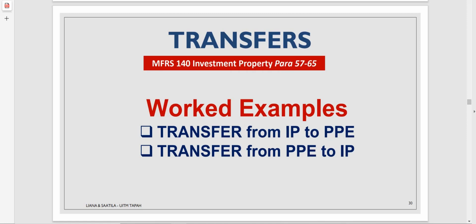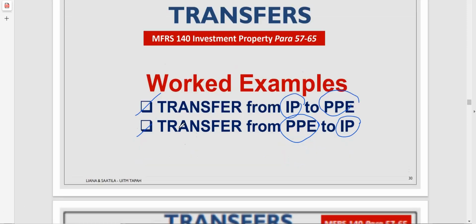Welcome back again to Journey on Learning MFRS 140 Investment Property. Today what we're going to do is look into details on transfer by showing worked examples, starting with transfer from IP to PPE, where we're going to look at the accounting treatment for the transfer from IP to PPE. And then we'll also be moving on, in another video, to the transfer from PPE to IP. So there will be two videos discussing transfer.